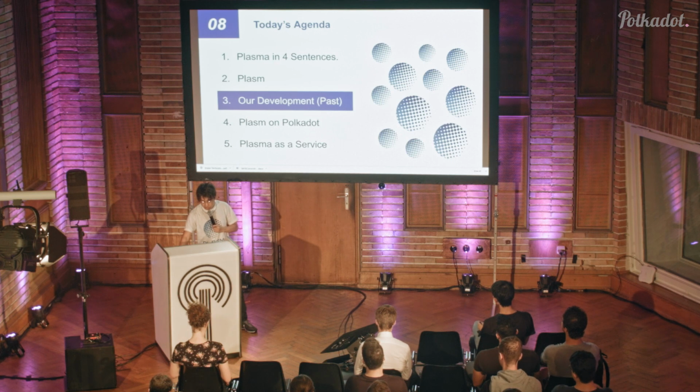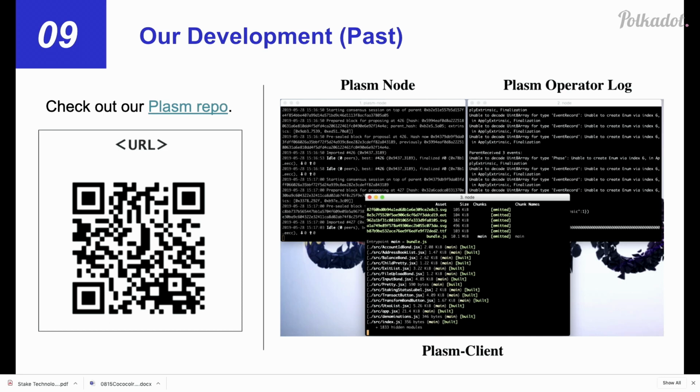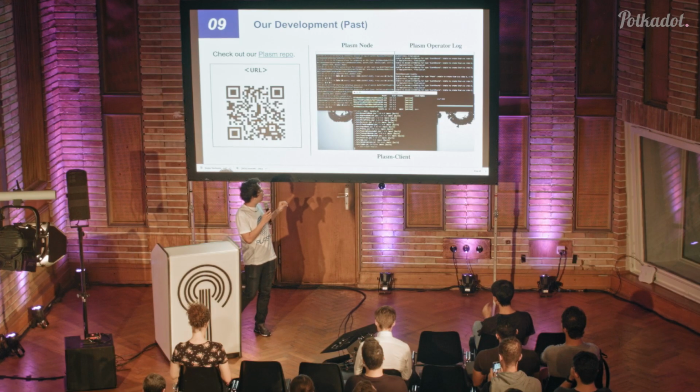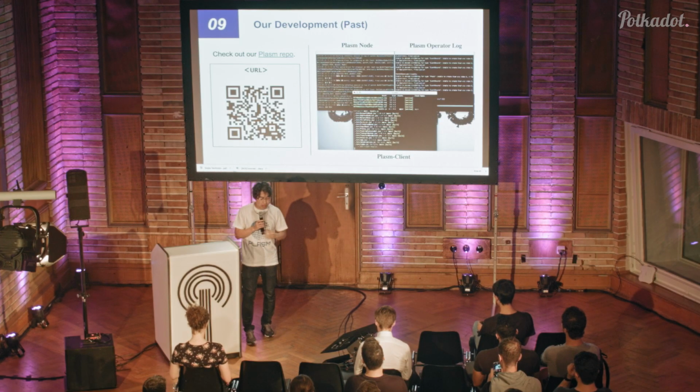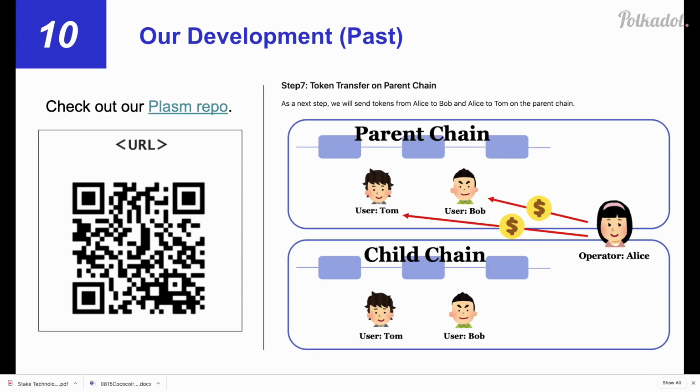All right. So I'm going to show you the demo. On the left side is our repository. And on the right side, I'm going to briefly talk about the demo. To do so, we need to run 3 nodes: Plasm node, Plasm operator, and also Plasm client. And there are 3 players. Alice, she's the operator. She's managing the input-output between the parent chain and child chain.